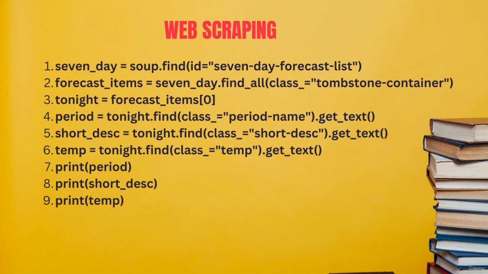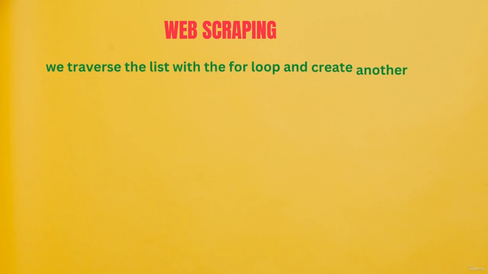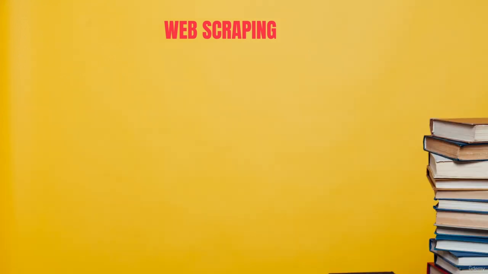To make life a little bit easier, we will use the CSS selector method and get the list items quickly in a list. Now we traverse the list with the for loop and create another list. In this list, we will get the text. Notice that we used an unusual form of for loop. Here it basically means that T will traverse through the list made by the CSS selector, and each time it will call the T.getText method, which will keep on entering inside the periods and other list variables. This way we don't have to write much code and it will be clean and clear.